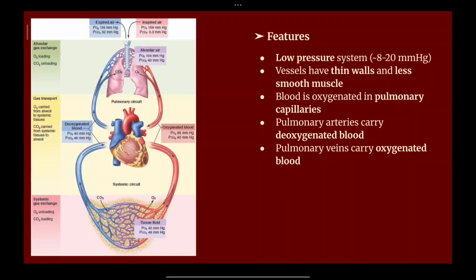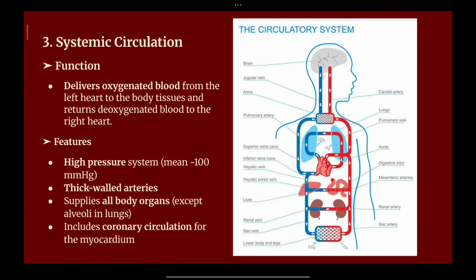So features are important. Moving to the systemic circulation, which is an essential part of our body, wherein oxygenated blood is supplied to each and every cell of your body. What is the function of the systemic circulation? Here the oxygenated blood is delivered from the left side of the heart to the body tissues and returns as deoxygenated blood to the right heart. The oxygen-rich blood is supplied from the left ventricle, which pumps out all the blood through the aorta and into the body cells.